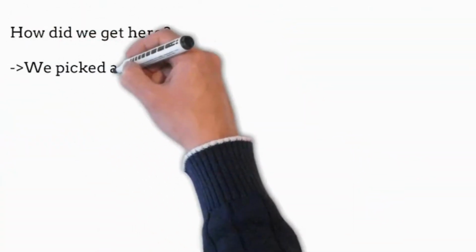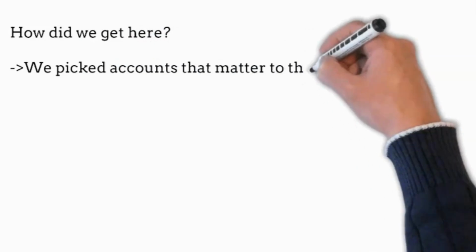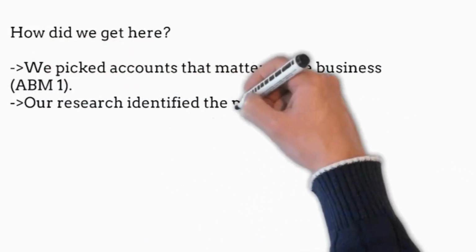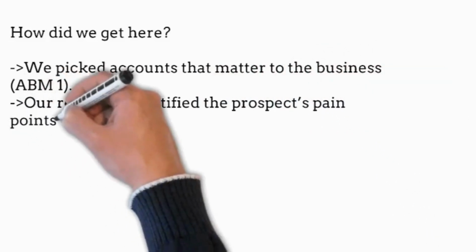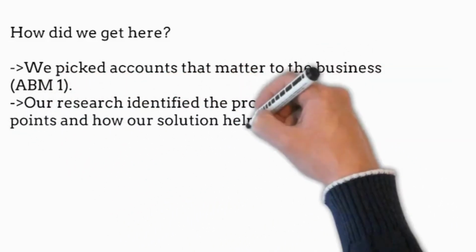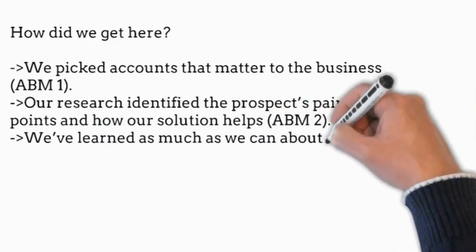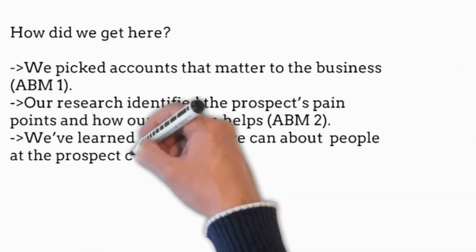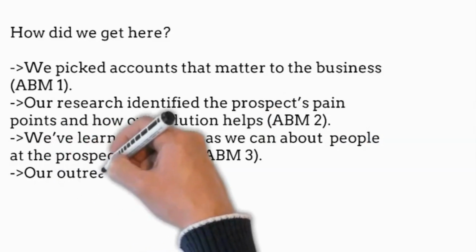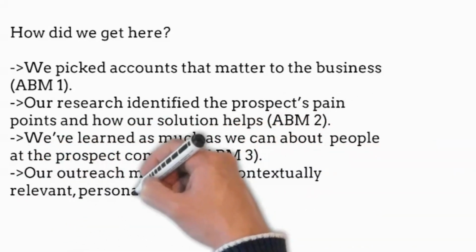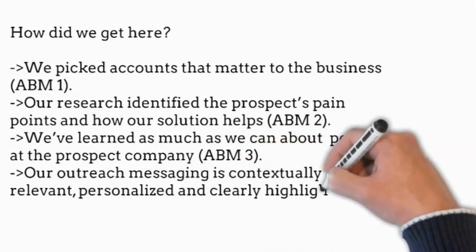When we look at the ABM process in terms of how we got here, we're deliberately building on one aspect of it after another. We start deliberately picking the accounts that matter most to our business. Then we look at them really closely, in depth, to understand their business and their business challenges. Third step, people insight, we learned as much about the people at the prospect company as we can. Who do we think's on that buying committee?